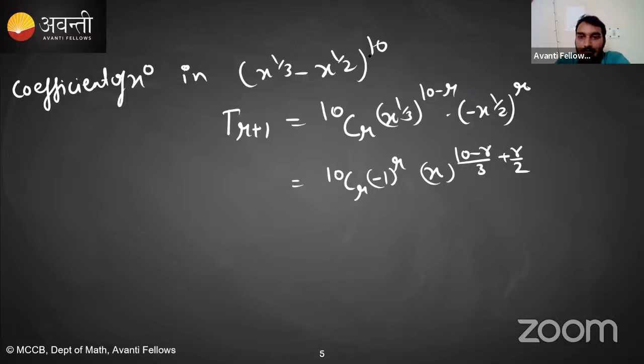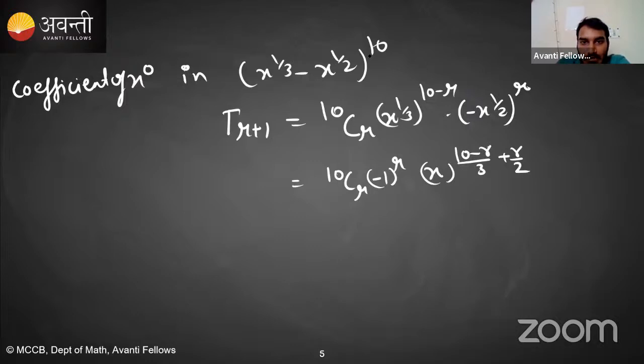If it is clear, so now for the coefficient of x raised to the power 0, it implies 10 minus r by 3 plus r by 2 should be equal to 0. That's it. Right. So just take the LCM. So you will get 20 minus 2r plus 3r is equal to 0. So it implies 10. Is there any mistake?